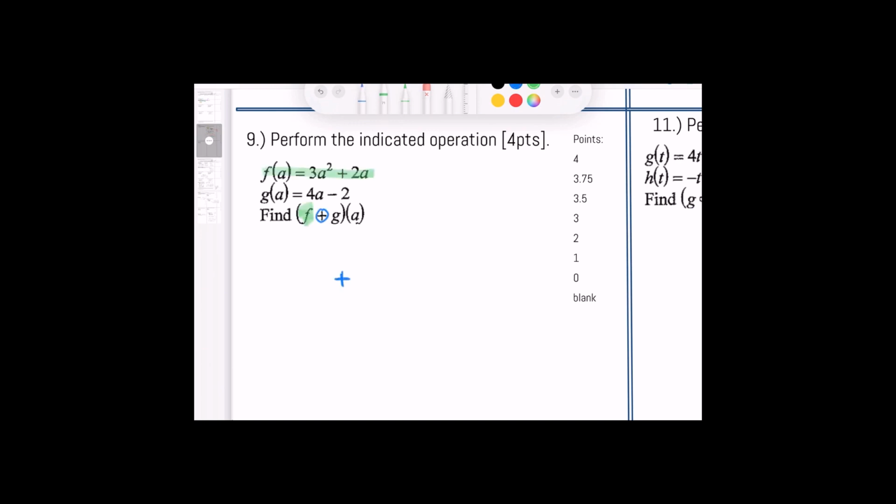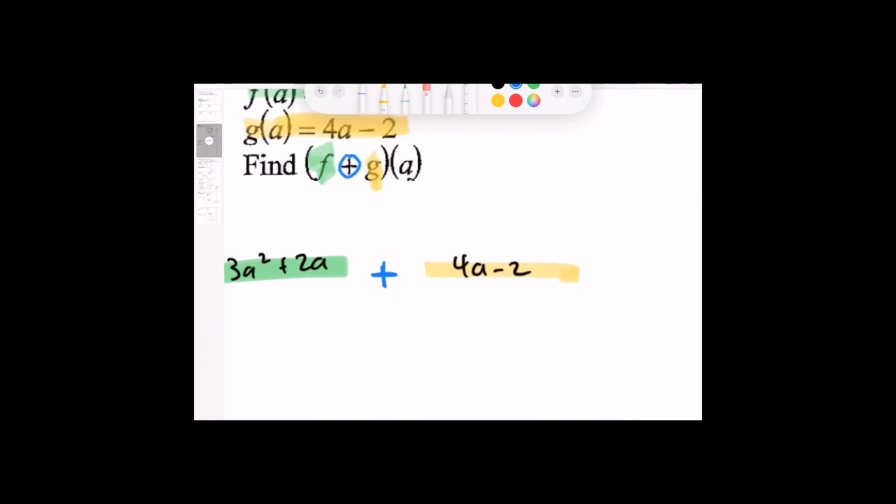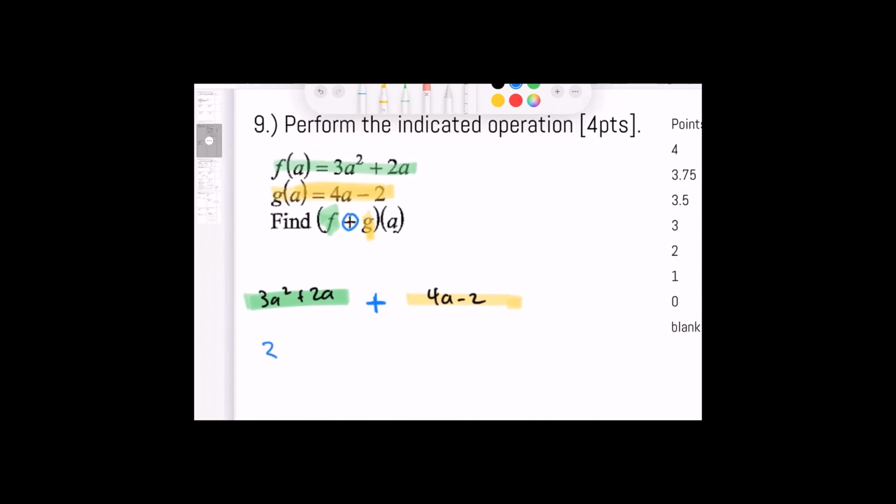To perform the operation, it's telling me to add these together. So f is here. I'm going to put that here. So 3a squared plus 2a. And then g is going to go here. Now, you might notice that I'm not only writing down the answer of the right side of the equation, and that is true. Because it's a plus sign, I don't really need parentheses, and I can just combine like terms. So 3a squared, these are like terms, so plus 6a, and then minus 2. There's your answer.